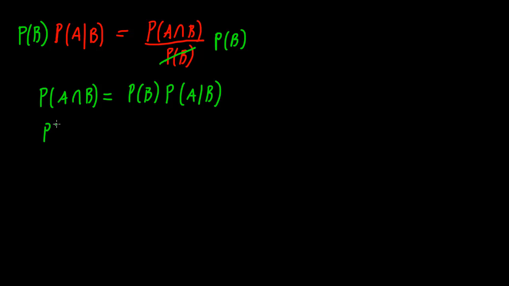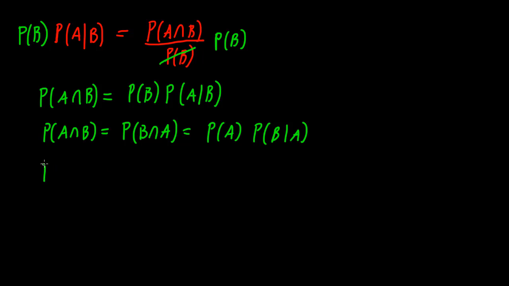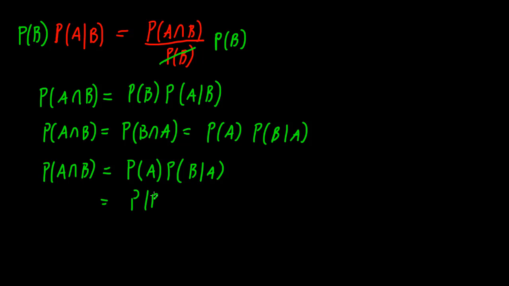And since we know that the probability of A intersect B is just equal to the probability of B intersect A, we can also rewrite our formula to give us the probability of A times the probability of B given A. So the probability of A intersect B is equal to the probability of A times the probability of B given A, or it's equal to the probability of B times the probability of A given B. And that's what we're going to consider our multiplicative rule of probability.